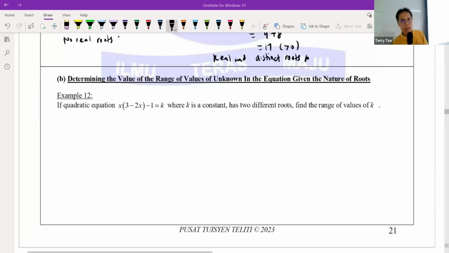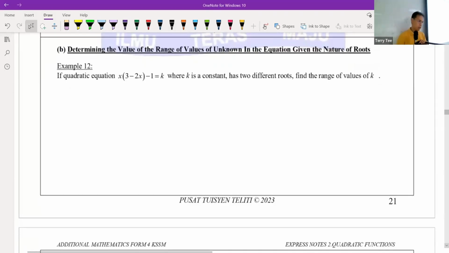Sorry. Normally in exam, they won't ask you what's the type of root. Although it came out before in SPM, asking you the type of roots, but more commonly, in most cases, they ask you to find the value of unknown. Cool. So can we expand this first?